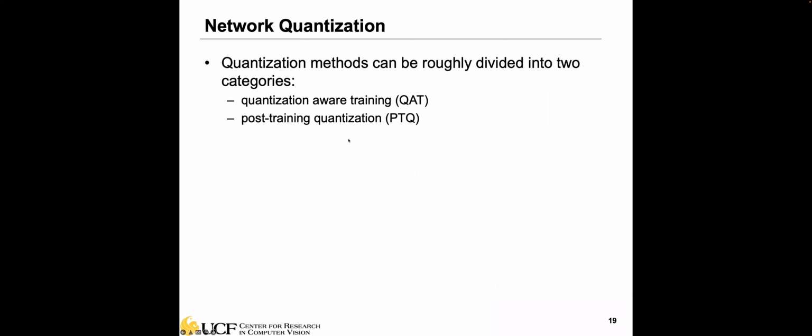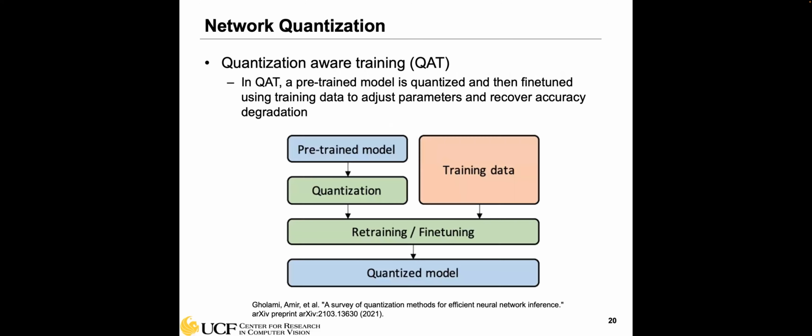So the quantization methods can be roughly divided into two categories. One is quantization aware training. That means you consider quantization in the training stage. Okay, so that's quantization aware training. And the second category is post-training quantization. So basically you already trained the model, then you just do some quantization on the model before you deploy the model on maybe some edge device, okay?